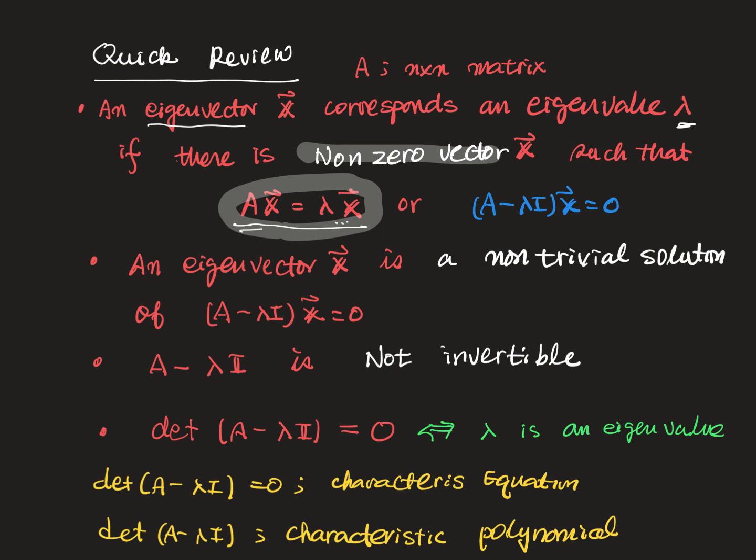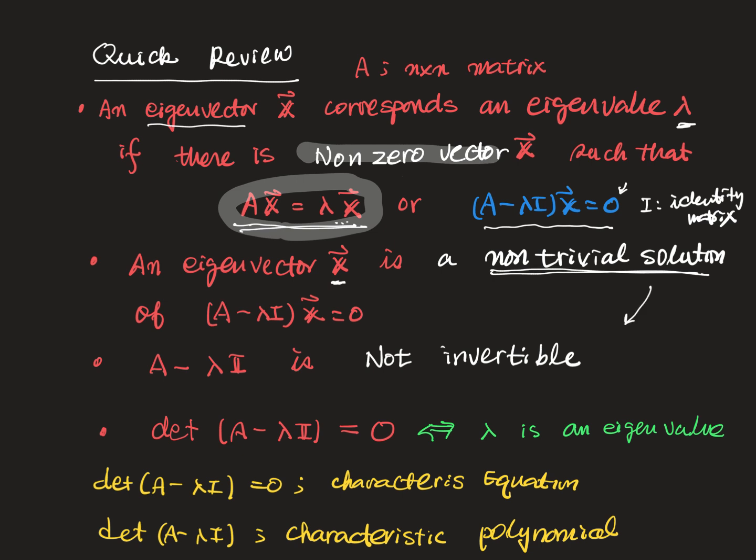Then another way to write the matrix equation is A minus lambda I, where I is the identity matrix, times x equals 0. This is what we call a homogeneous equation, where the constant vector is 0. Another way to say it: the eigenvector x is a non-zero vector, so it is a non-trivial solution of this matrix equation, guys.